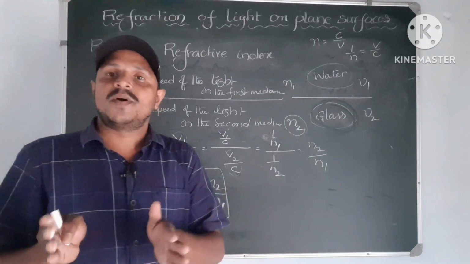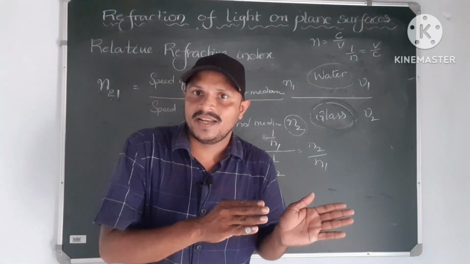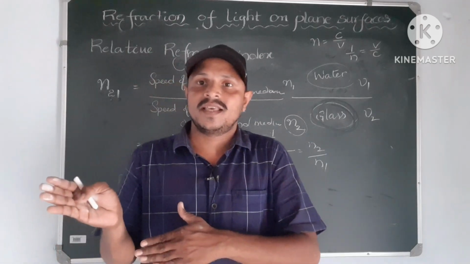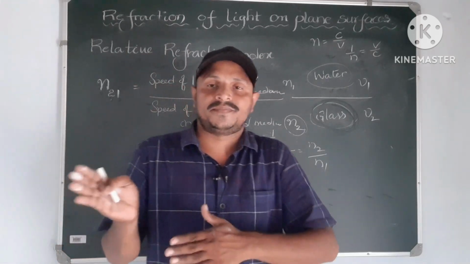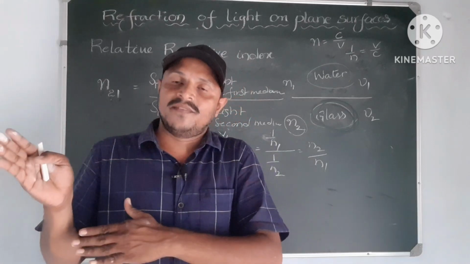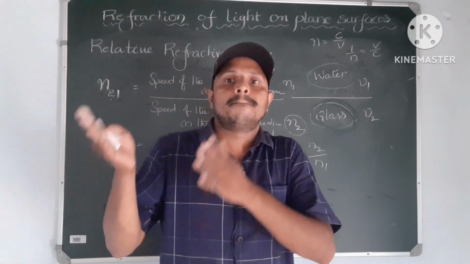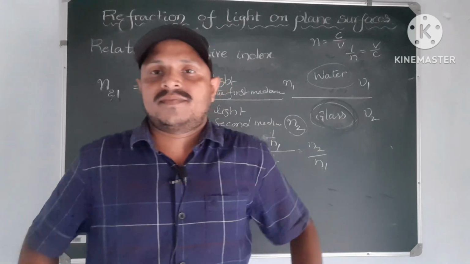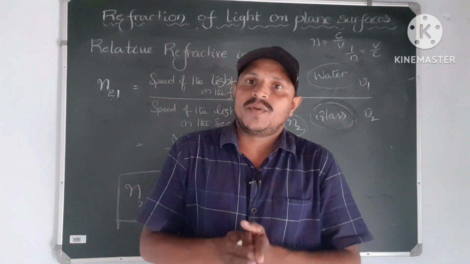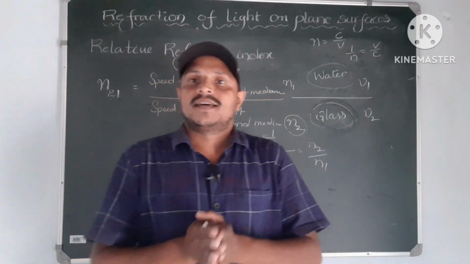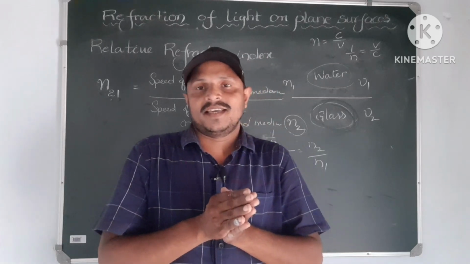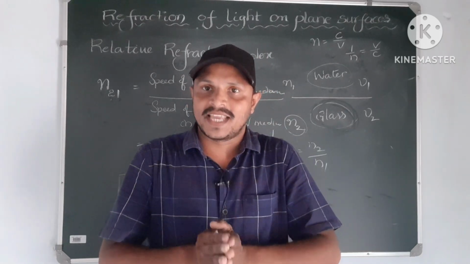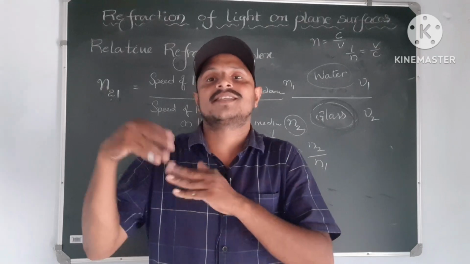So this is about relative refractive index and absolute refractive index. Absolute refractive index means the speed of light in vacuum by the speed of light in the given medium, whatever it is. Whereas relative refractive index means the speed of light in the first medium by the speed of light in the second medium is the relative refractive index of the second medium.